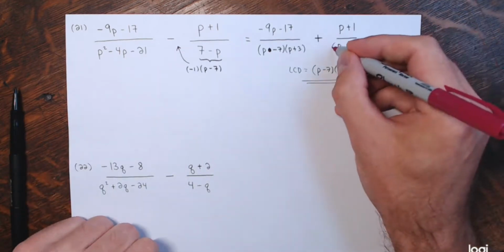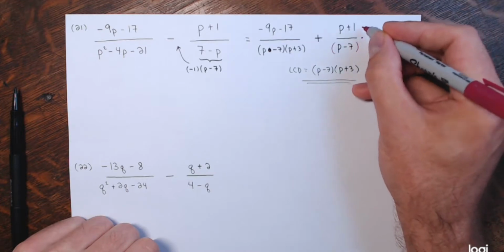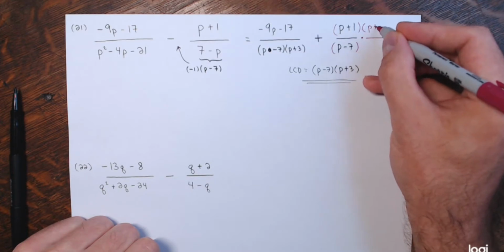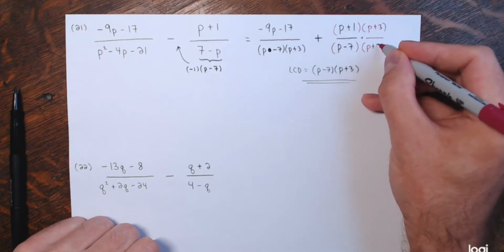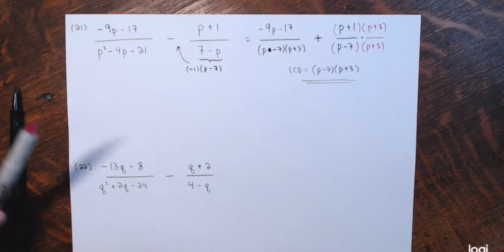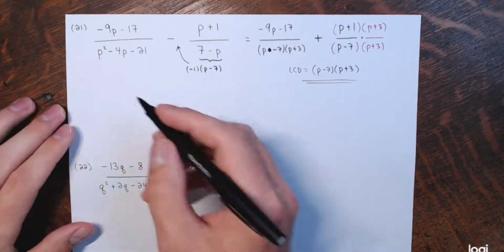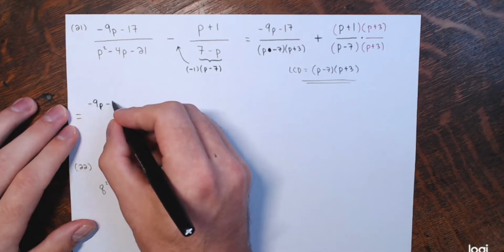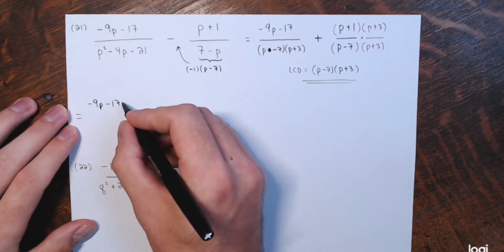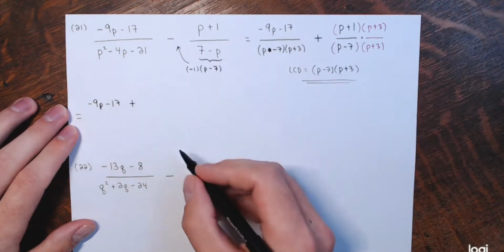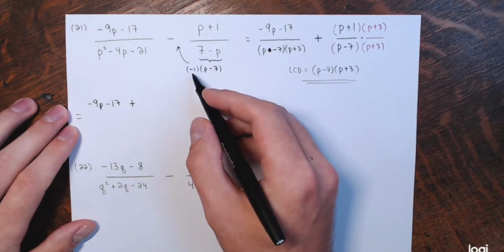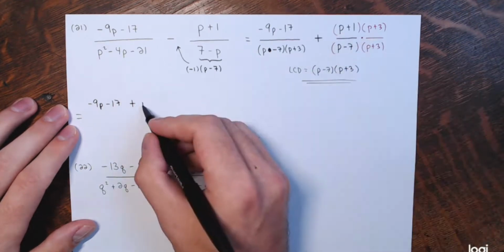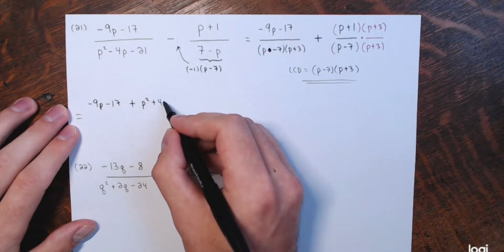So the only thing I need to do is change the second fraction. I would multiply the numerator and denominator of the second fraction by p plus 3, so that way the denominators are the same. So now we have negative 9p minus 17, the first numerator, plus, remember I changed the minus to a plus with this negative 1. And then the second numerator, when you multiply it, would be p squared plus 4p plus 3.